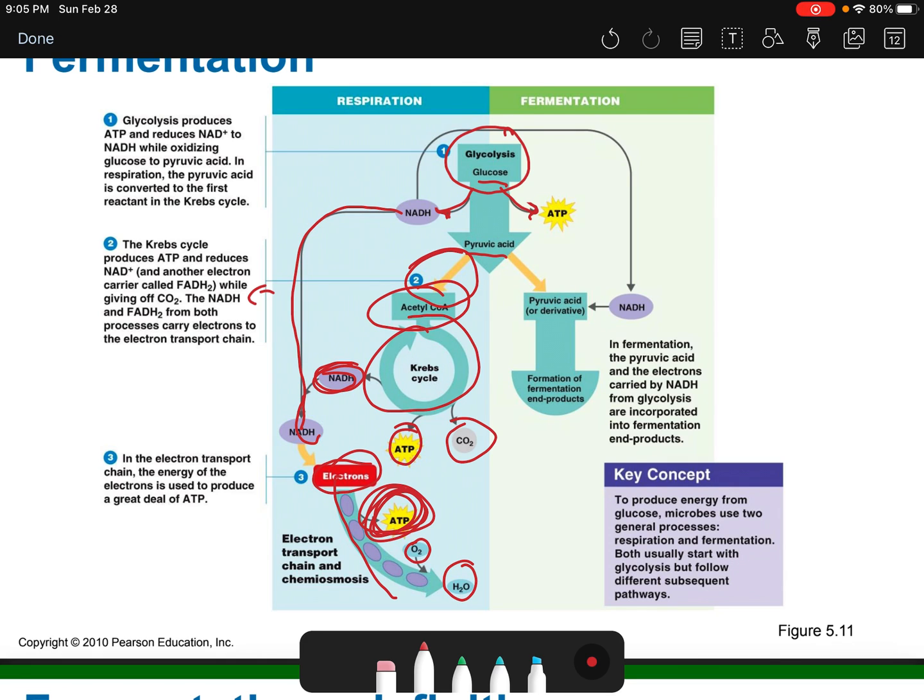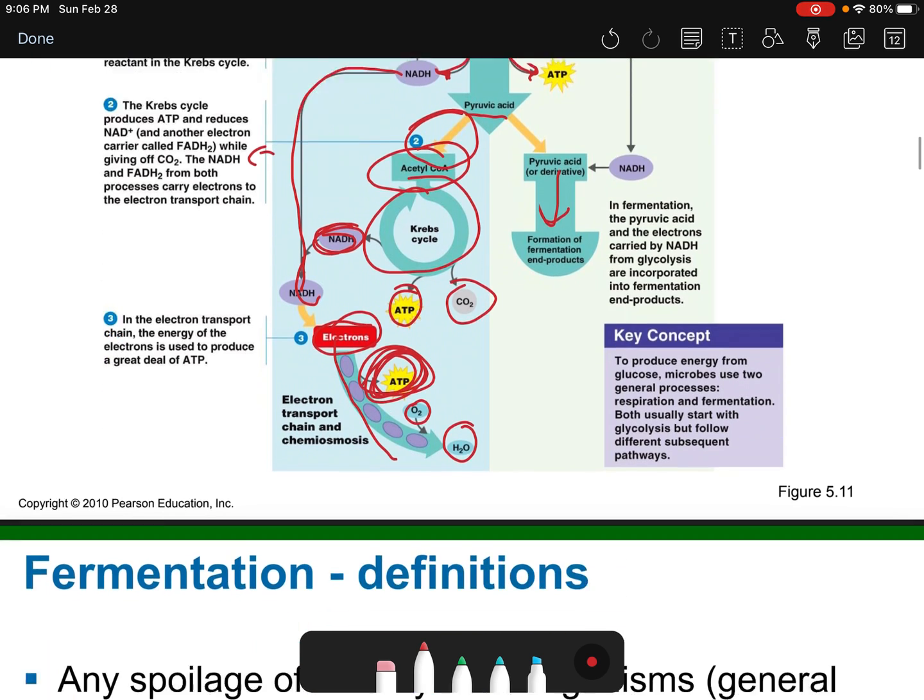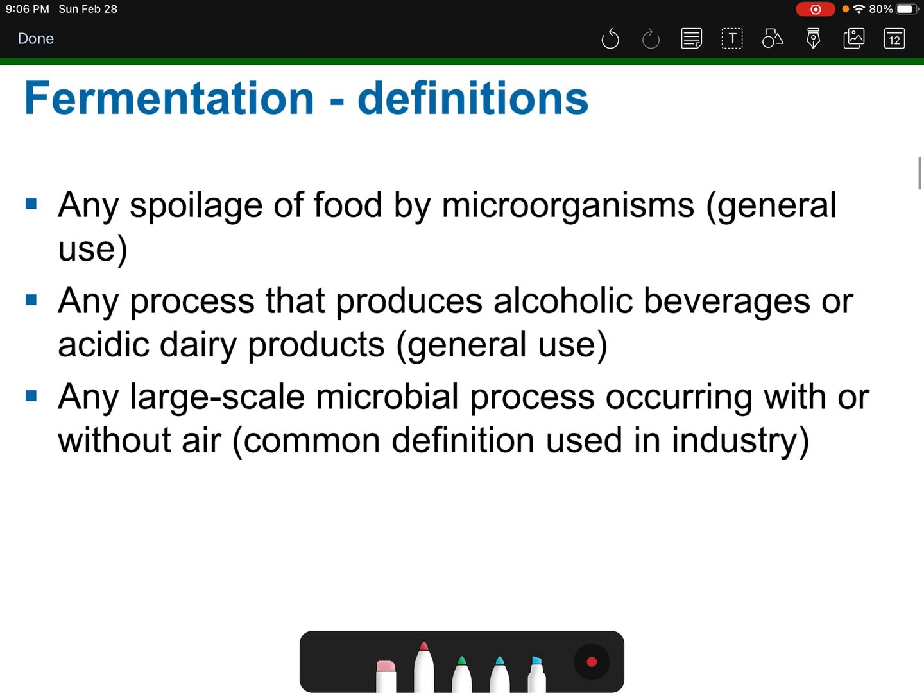Okay? But if there is no oxygen present, then organisms are going to use fermentation. They're going to take that pyruvic acid and break it down into different types of fermentation end products. Now, this can happen in our own cells through lactic acid fermentation, but bacteria and yeast can carry on fermentation and do what's called alcoholic fermentation to produce alcohol as an end product. So we'll take a look at that.